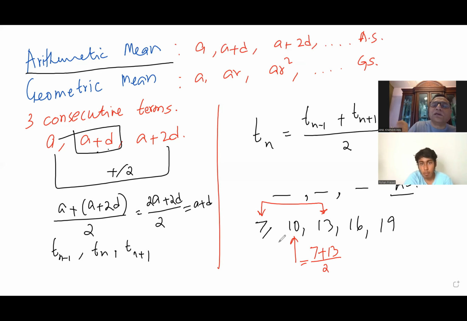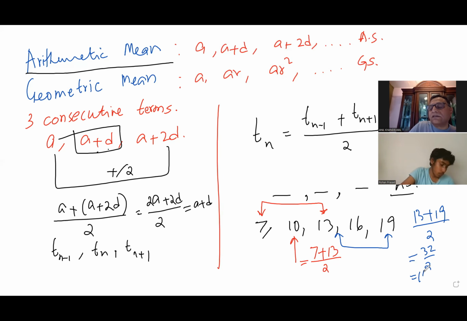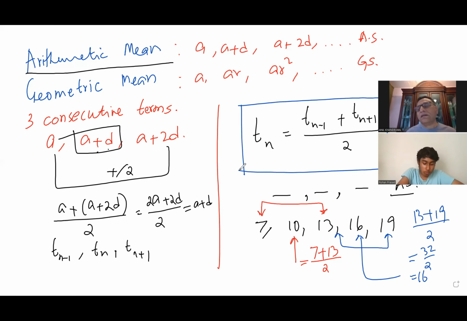Similarly, you could also add these two and divide by 2. So 13 plus 19 divided by 2 is 32 divided by 2, which is 16, correct? So what you notice here is that the center term is the average of the two on its side whenever you're talking about arithmetic. You see that idea? So in general, in an arithmetic sequence, the arithmetic mean is the average of the two on the side, right? One below, one above.